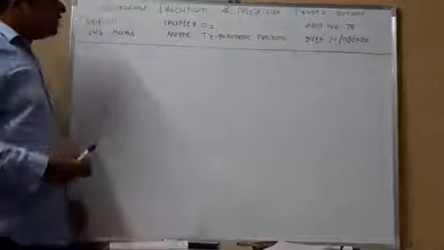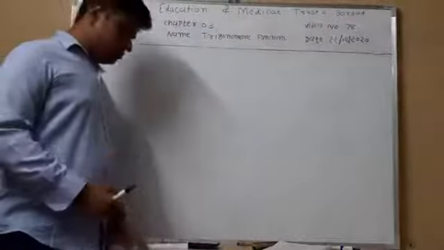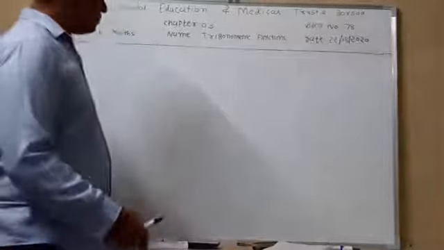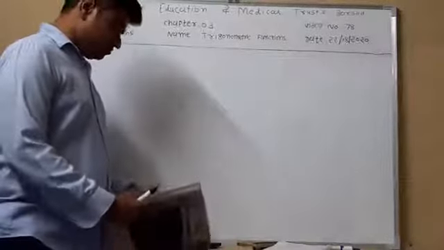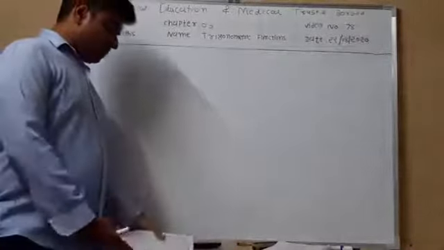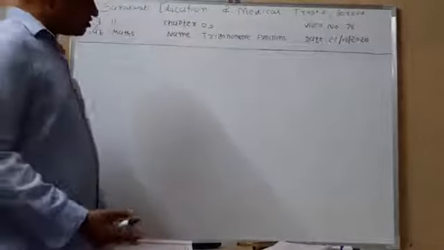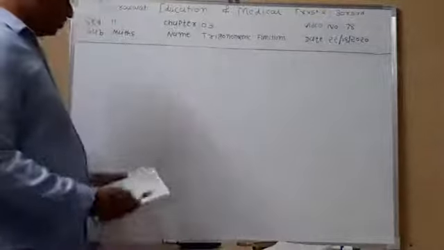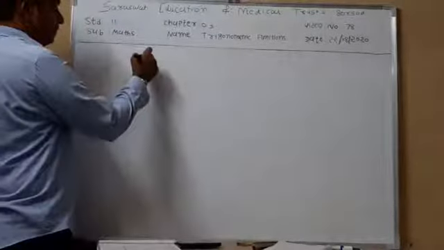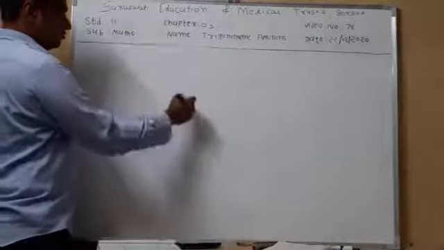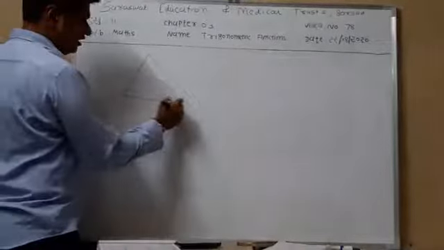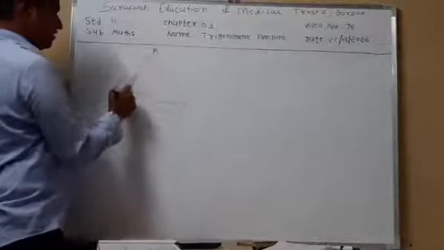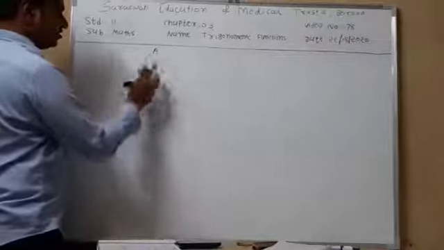Good morning, students. Today we will discuss the supplementary part of chapter number 3, trigonometric functions. So, our topic is simple application of sine and cosine formulas. First of all, draw one triangle ABC.